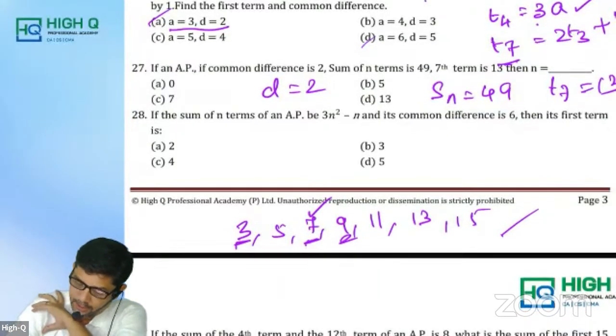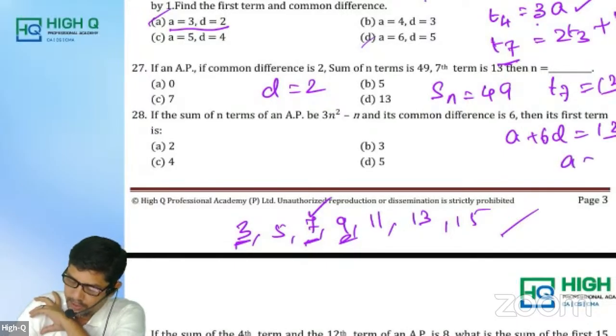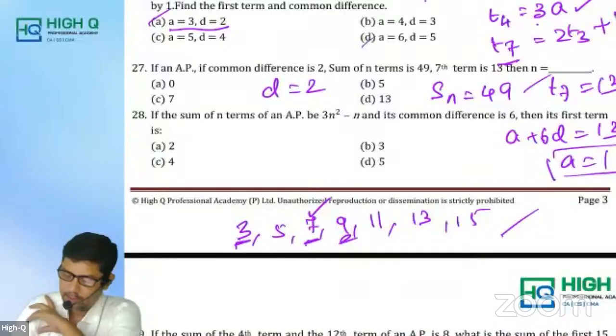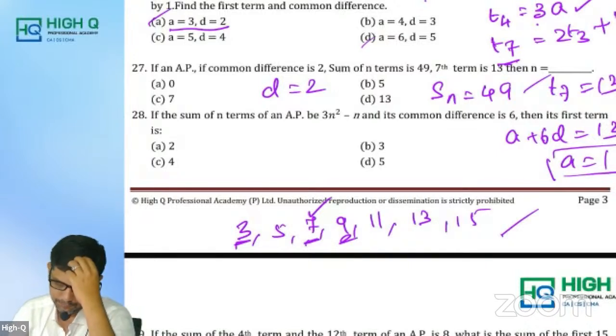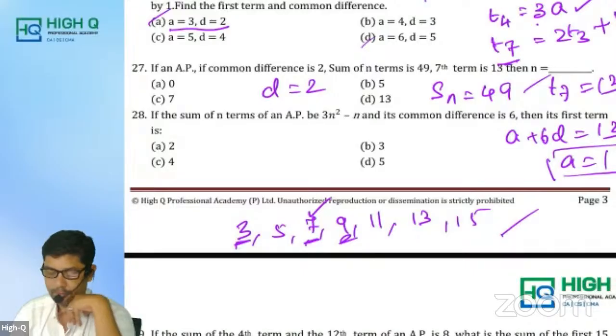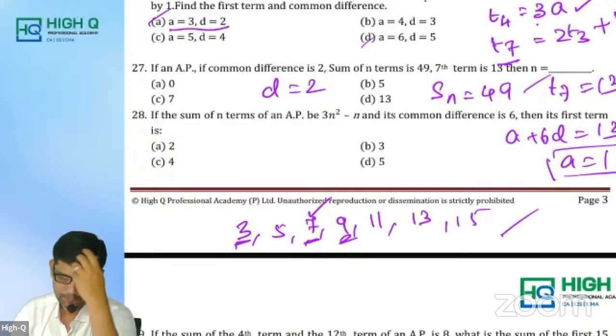Look at this. A plus 6D is equal to 13. Am I right? D equal to 2 is given. So what is A equal to? 1. Substitute here and get the value of n. Maybe 13 is the right answer.